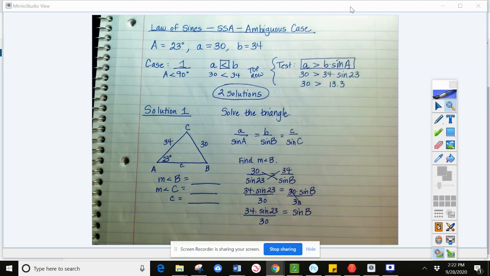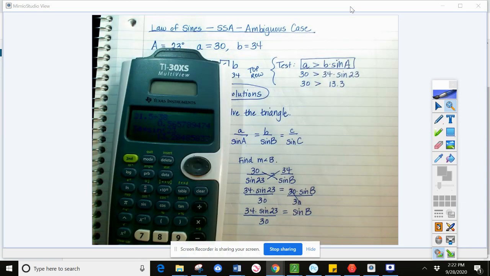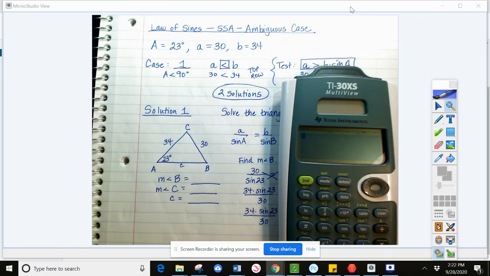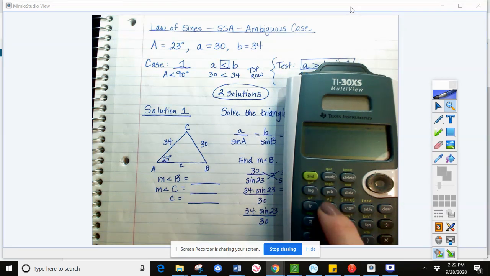All right. So what we have is a fraction on the left, and we're trying to calculate the value of the angle B. So when you get to this point, what I would do is enter in the fraction you have. 34 times the sine of 23, that's divided by 30. Now, when you hit enter, you're going to get a number that doesn't make much sense for an angle. And it's because you aren't finished, right? We're trying to figure out what angle has a sine value of this.